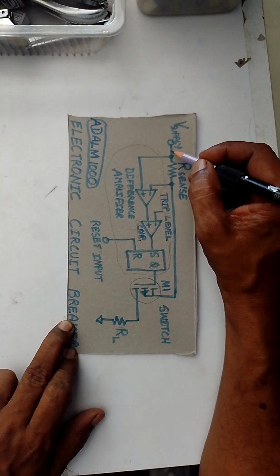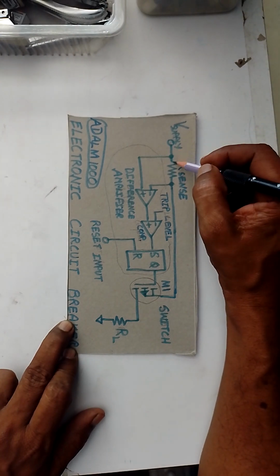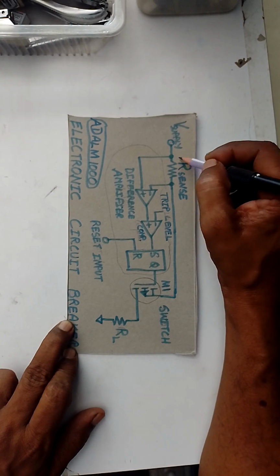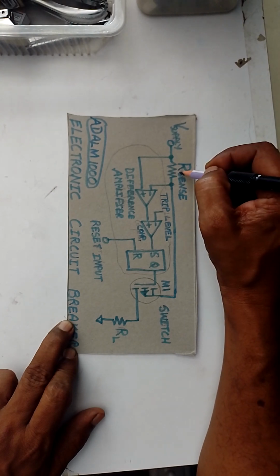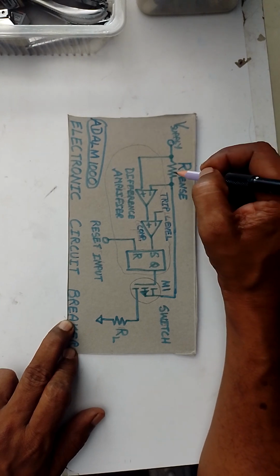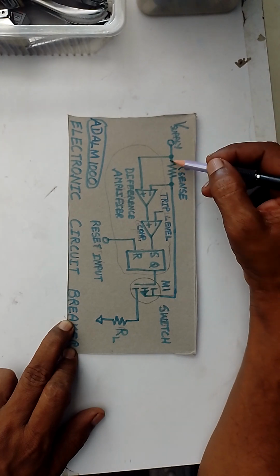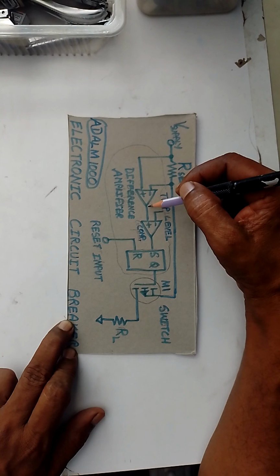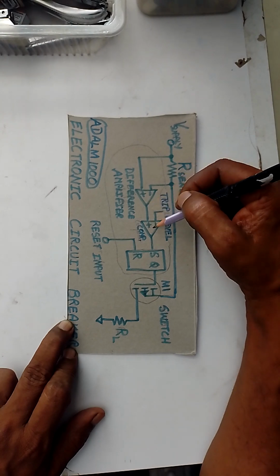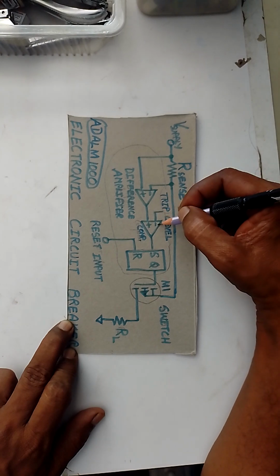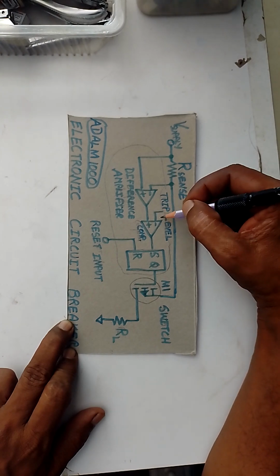But whenever there is an excessive current, what happens is the voltage across R sense increases by Ohm's law. We know that V is equal to I into R. So this voltage drop increases. Since the potential difference between these 2 points is high, it drives the difference amplifier and thereby it drives the comparator.